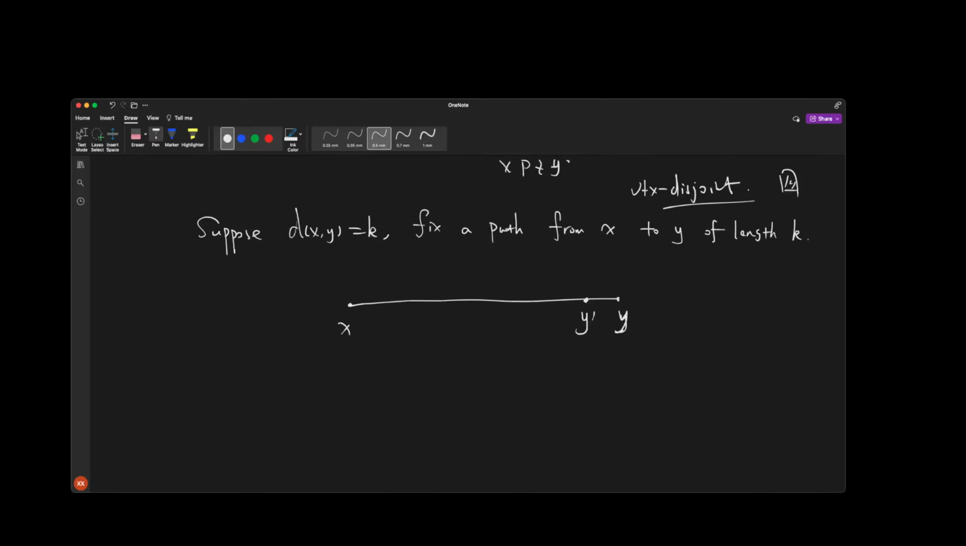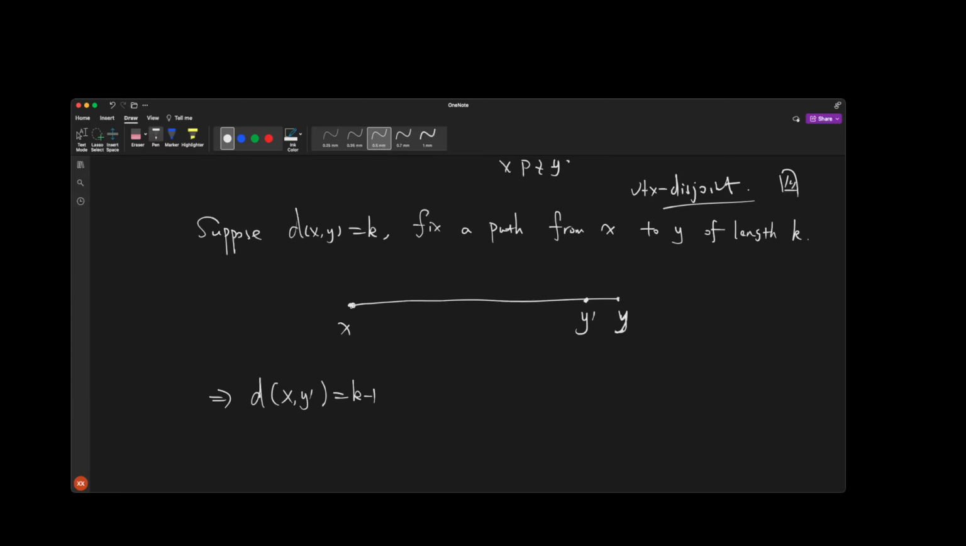In particular, it is very clear that the distance of X and Y prime is K minus 1. You cannot find a path from X to Y prime shorter than K minus 1, because otherwise you follow that path until Y prime and go one step further, arriving at Y with a path shorter than K. So the distance of X and Y prime is K minus 1.